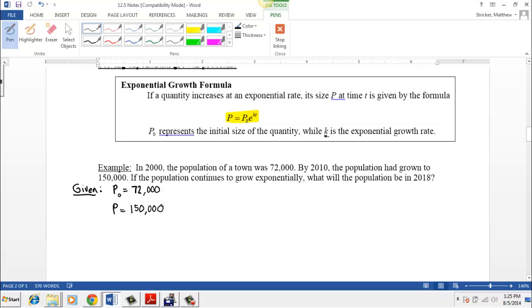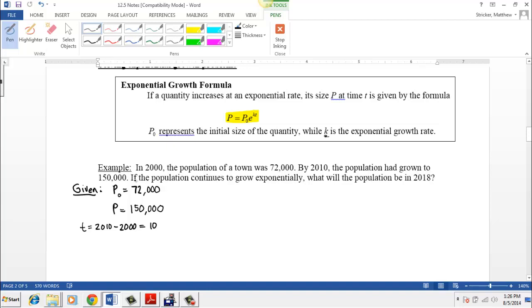It's not obvious maybe right off the bat, but we should be able to see the time, because in 2000 the population was 72,000. In 2010 it grew to 150,000. So how many years was that? Well, I think it's pretty obvious that it's 10 years, but we could write it down. The time here is the difference between 2010 and 2000, which is of course 10 years. And if we look up at our formula, we know P, we know P0, we know T. What we don't know is K.